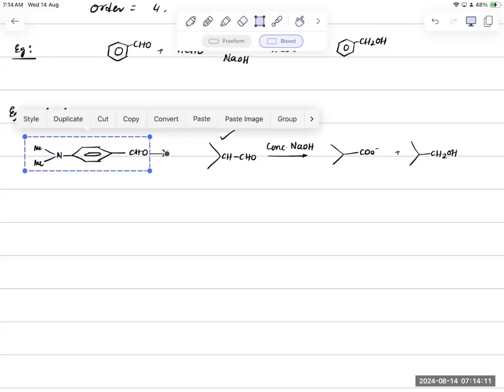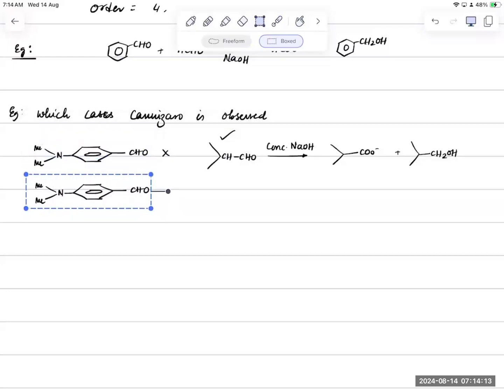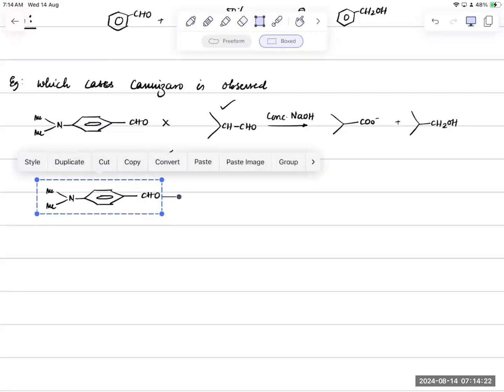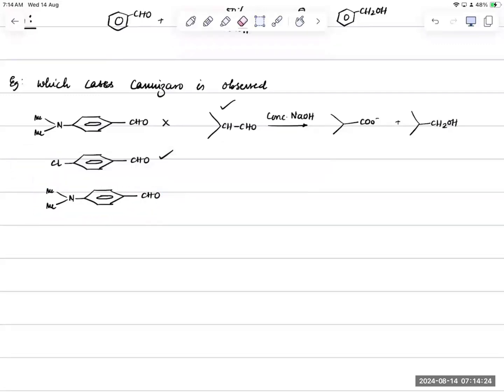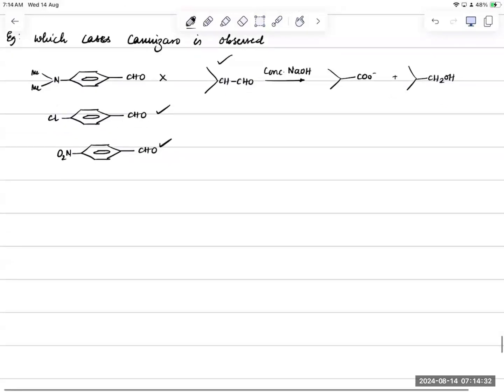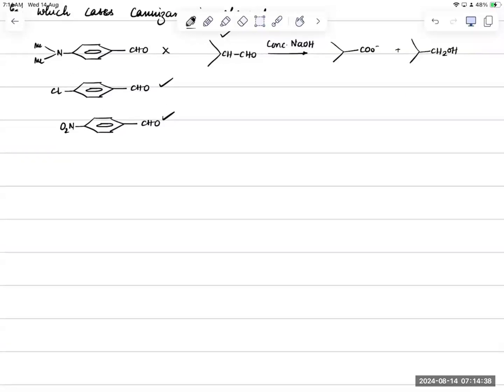Now, anything of this sort where we have chlorine present, definitely it will go Cannizzaro. If we have only NO2 present, let's say, in this case, I have NO2. Here, definitely Cannizzaro will take place. Got it? So, these are those cases where you will see Cannizzaro can happen. Okay.